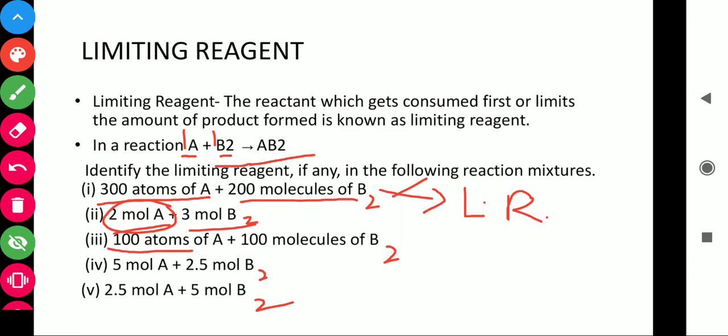Okay students, if there are 100 atoms of A and 100 molecules of B2, it means here the limiting reagent is not present. Both are present in sufficient amount and react with each other because both are present in the same amount as required. Now the next one is 5 mole of A. 5 mole of A atoms are present and 2.5 mole of B2. It means B2 is less, because 5 mole will react with 5. Hence B2 is the limiting reagent.